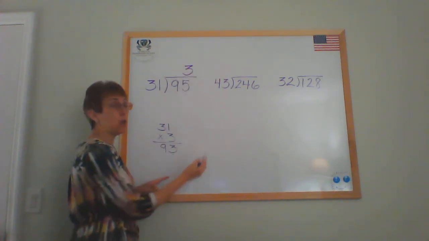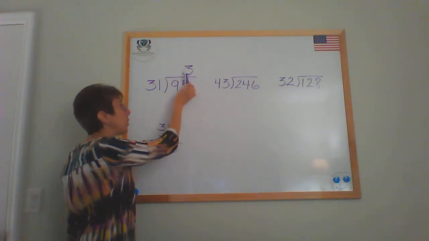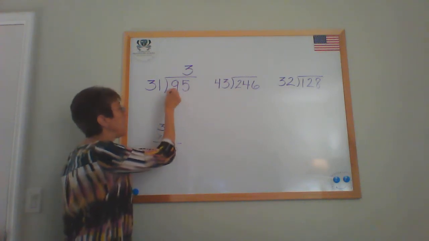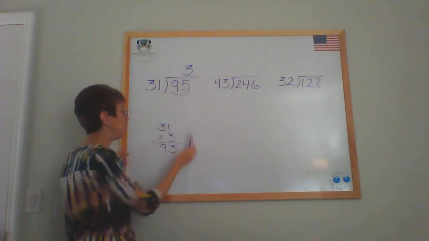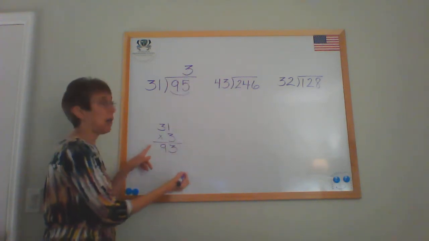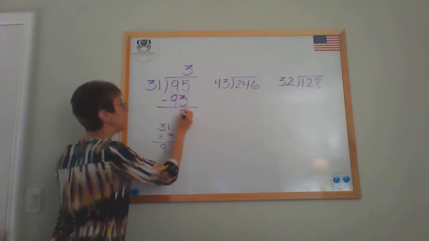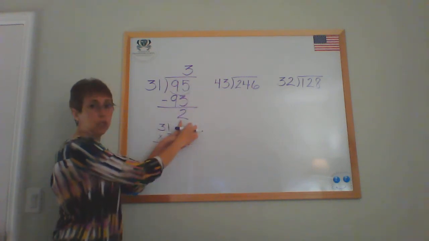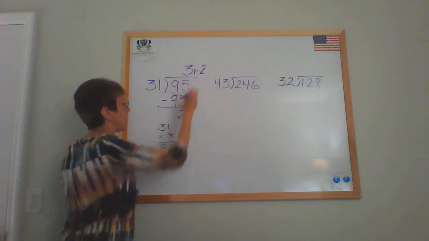Now remember that you have to keep your quotient above the single digit here. It goes right above the ones place because you're saying 95 divided by 31, so the 3 gets written up here. And I see that 31 times 3 equals 93, so I write that down and subtract it. 5 minus 3 is 2. I look, there's not another digit to bring down, so then this gets brought up as my remainder.